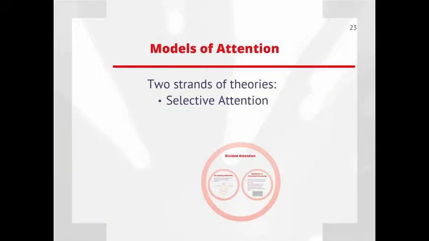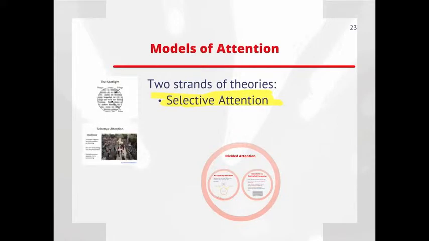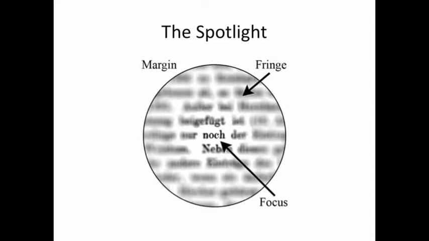So we're going to jump to another part, which is on models of attention. Here we're looking at two strands of theories that talk about how memory is related to attention. The first is selective attention, which we've already heard of quite a bit from our team on presenting selective attention. So they mentioned the spotlight model and how people can filter out information. So the spotlight model consists of a margin, a fringe, and a focus, and we keep this especially in the case of visual memory where it's more apparent. But it's also the case of auditory memory too, right?